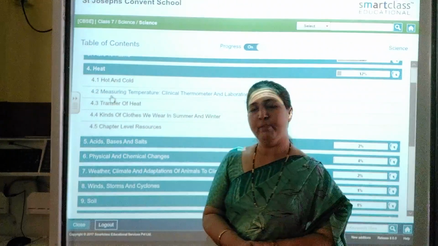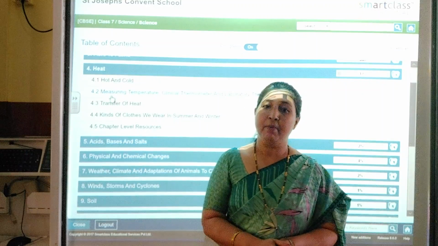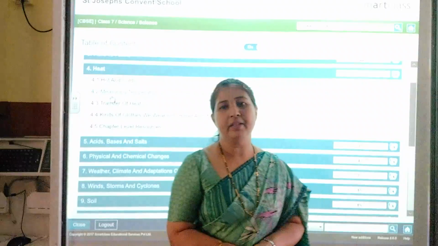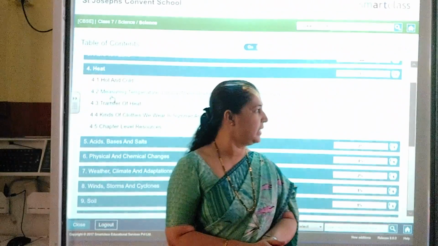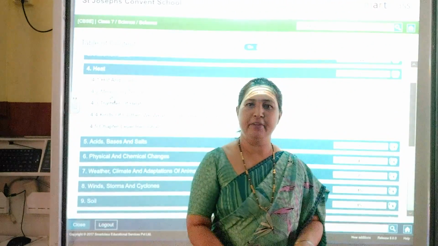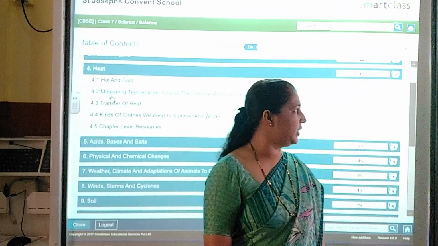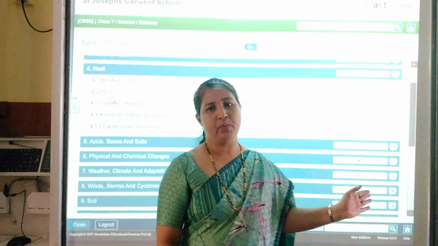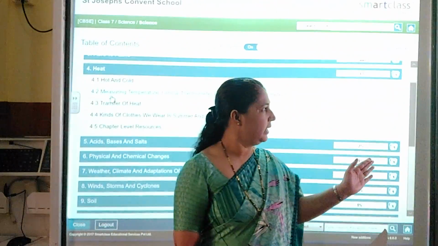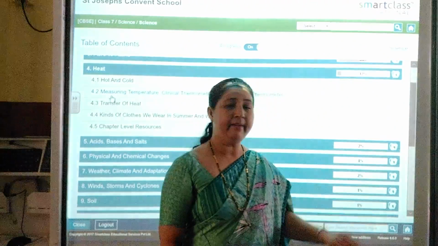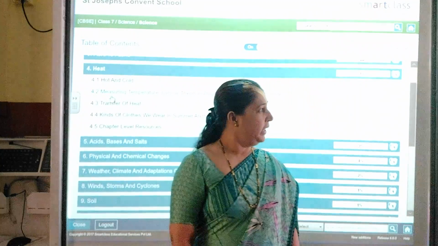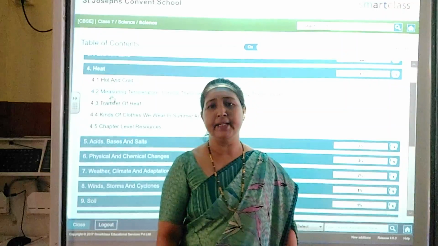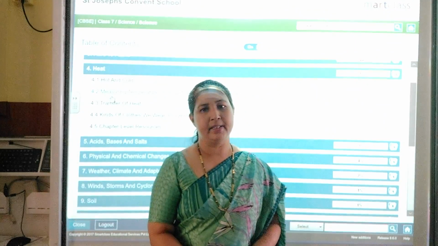So now we have studied about the thermometer. Now let us study about the transfer of heat by three methods. There are three methods of transfer of heat: one is conduction, another one is convection, and another one is radiation. These are the three processes by which heat is transferred. In conduction, again you have conductors and insulators. What are conductors and what are insulators?